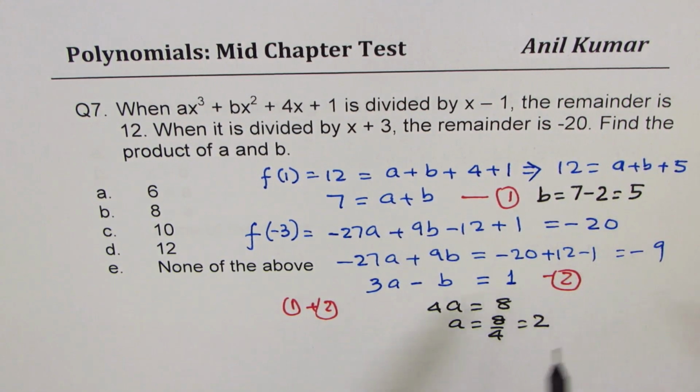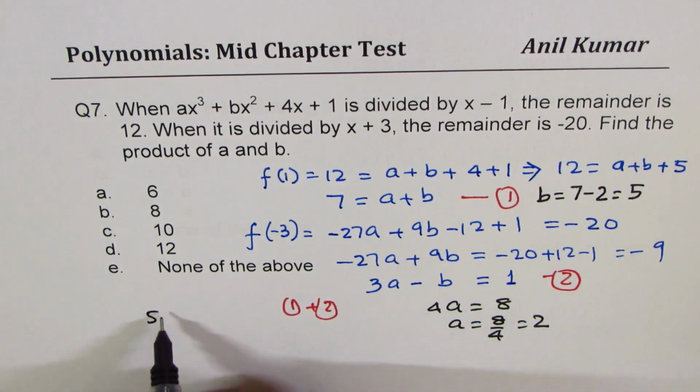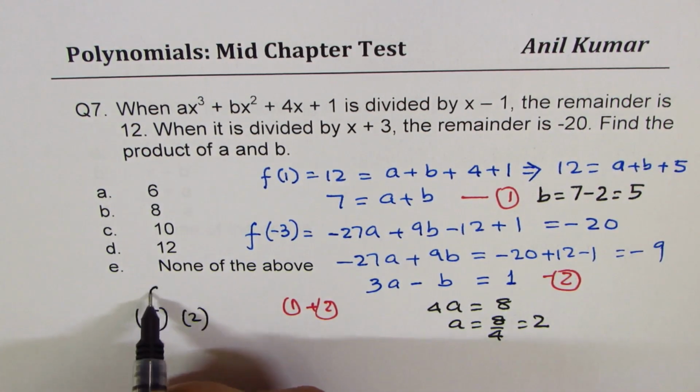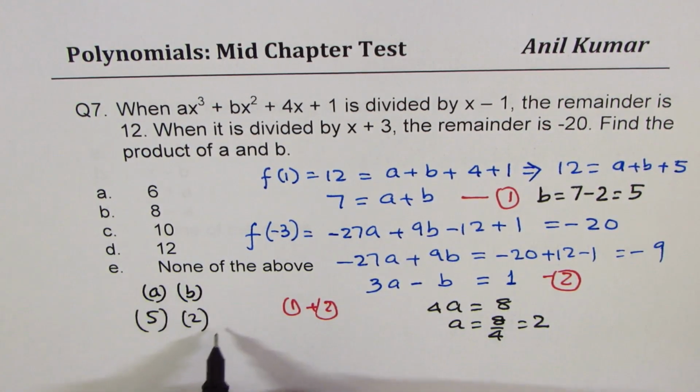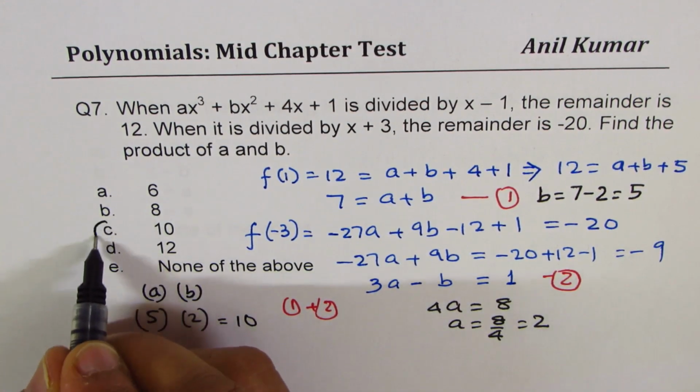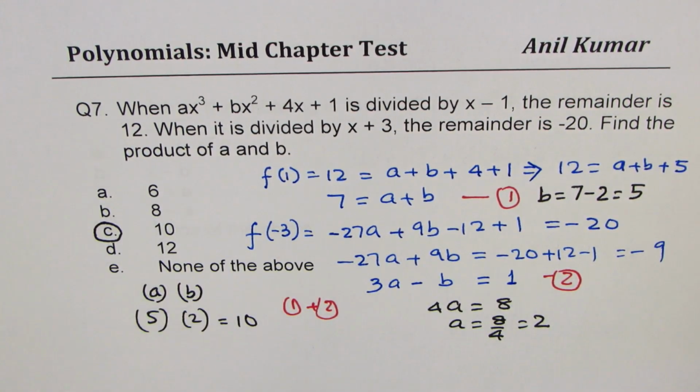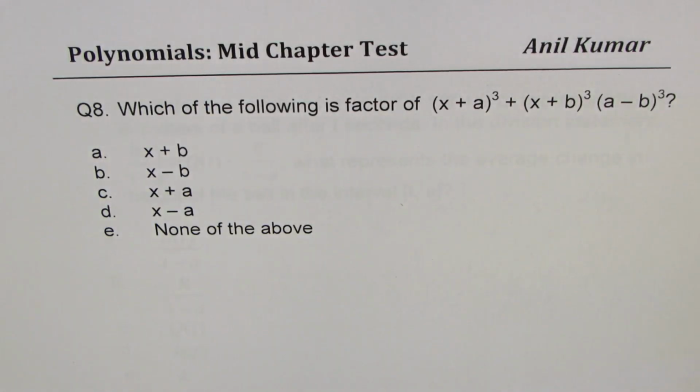When you multiply 5 and 2, you get 10. So we get 5 times 2, which is a times b, and that is 10. So option C is the right option. Perfect. That's an application of the remainder theorem. Let's move on and do question number 8.